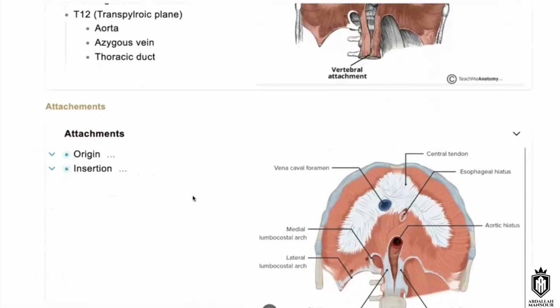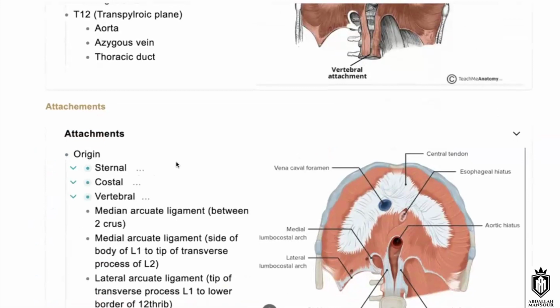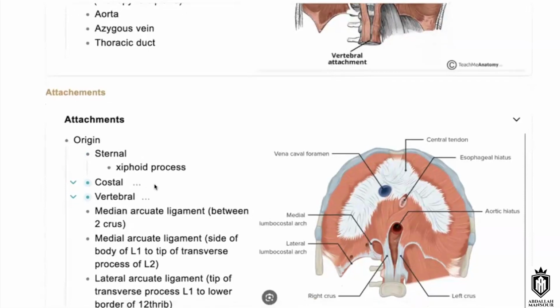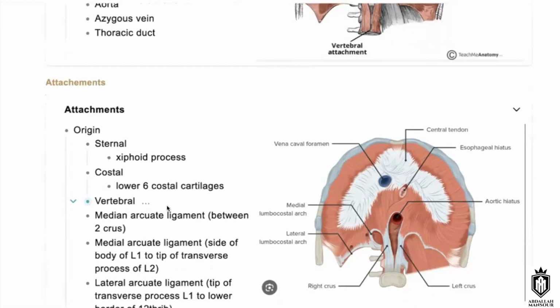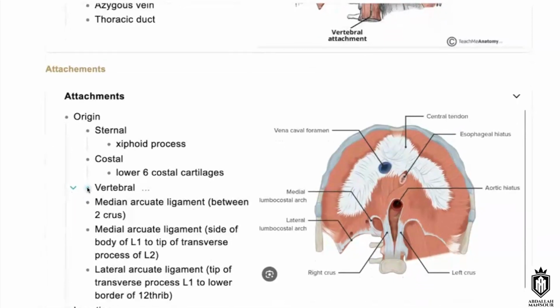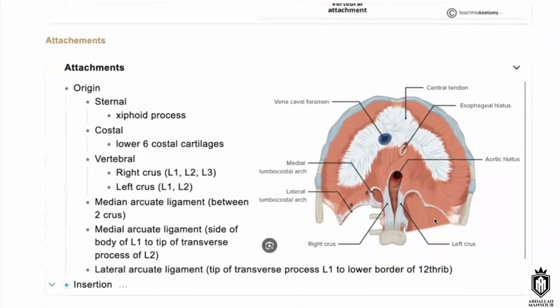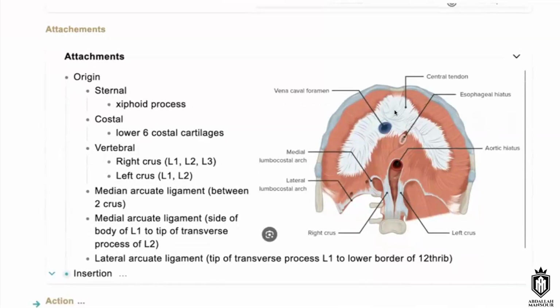All right. So the origin could be a costal origin and a vertebral origin as well, and the sternal origin. The sternal origin is coming from the xiphoid process, the lower end of the sternum, and the costal origin comes from the lower six costal cartilages, and the vertebral origin, like I said, is going to take from L1 to L3 on the right and L1 to L2 on the left. There is also the median arcuate ligament, which is right there between the two crura, and the medial arcuate ligament between the body and the transverse process, and the lateral arcuate ligament between the transverse process and also the 12th rib. All right, so these are the origin.